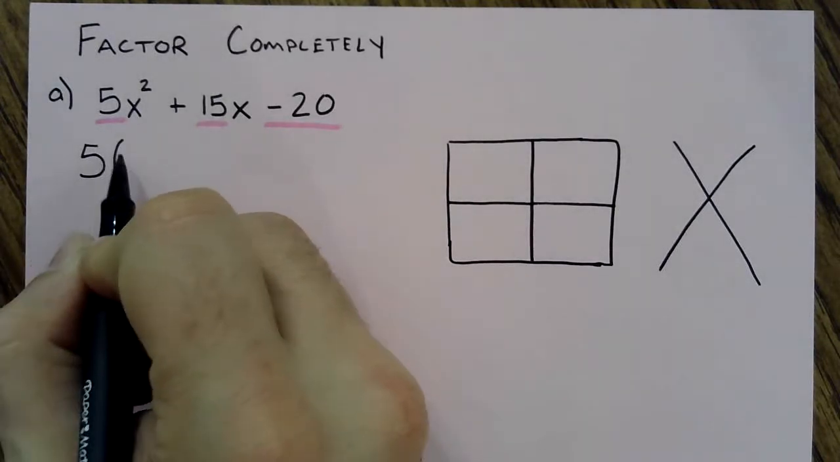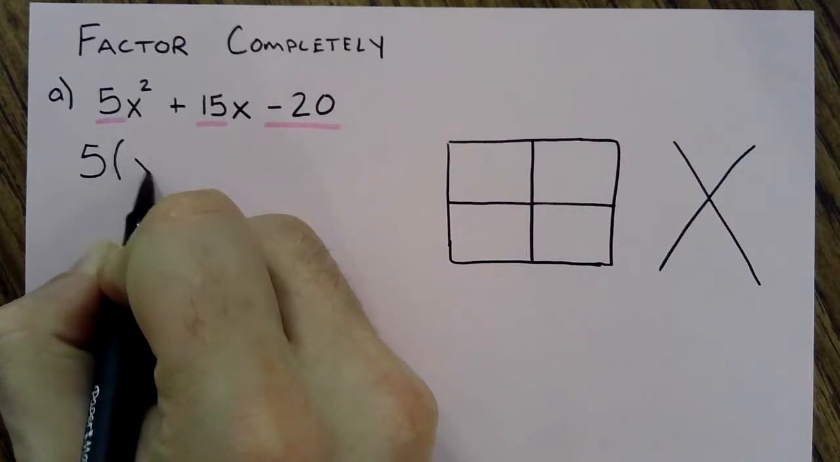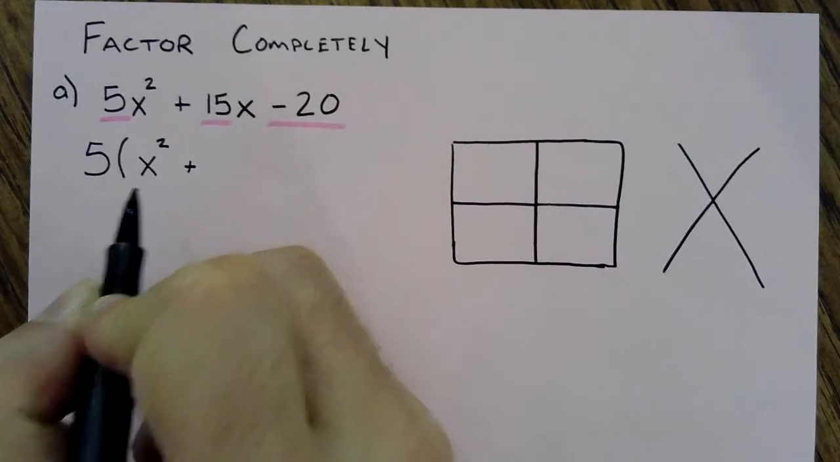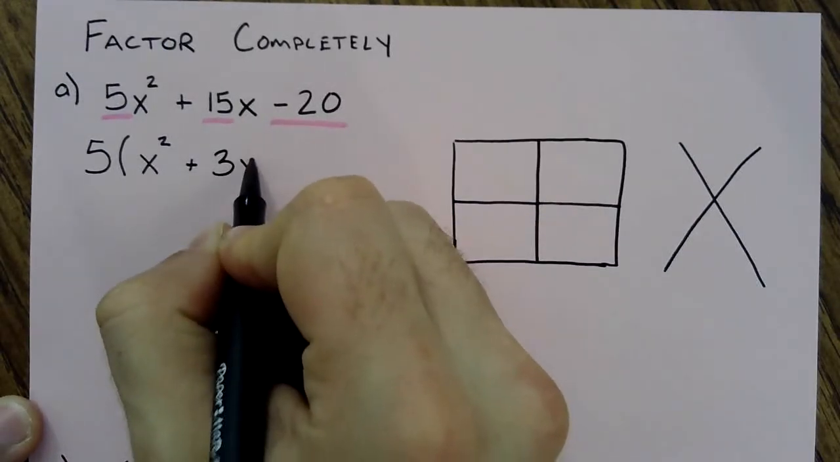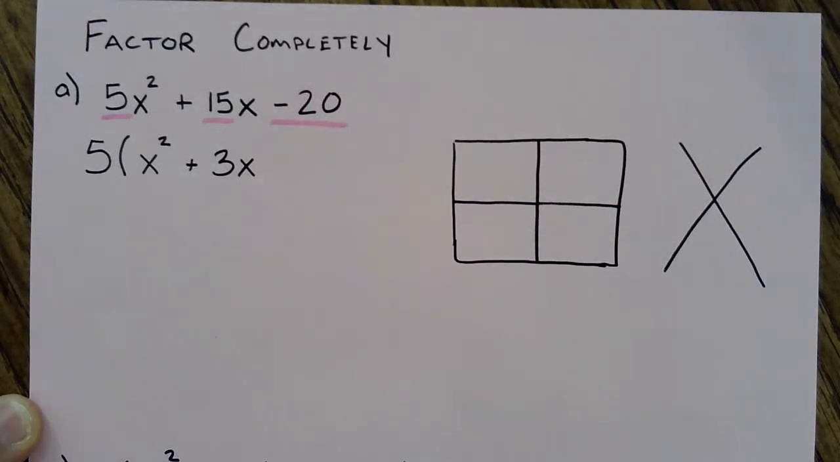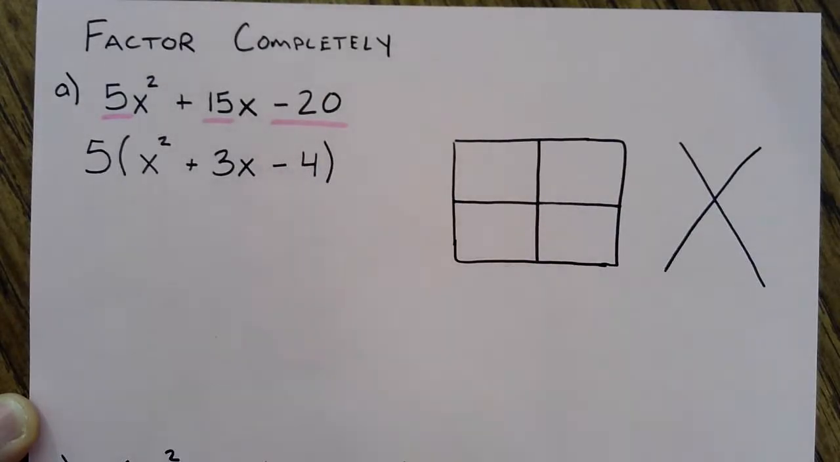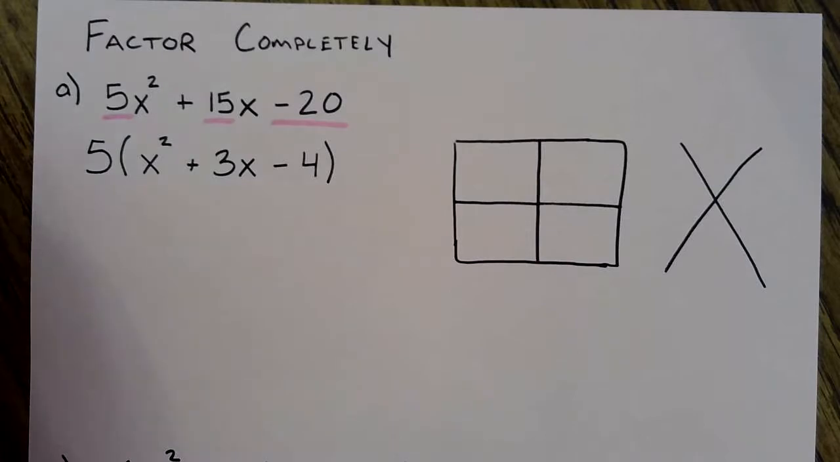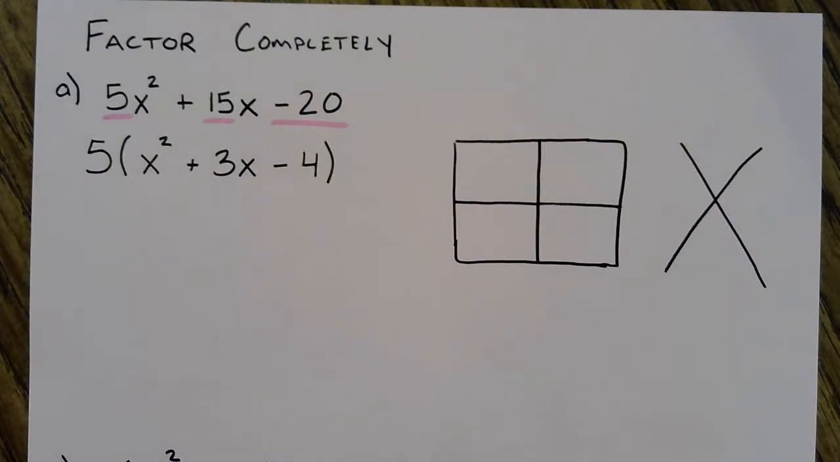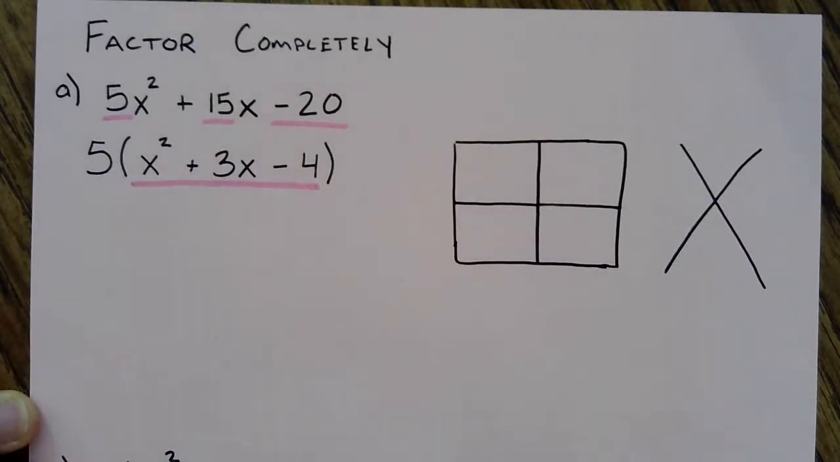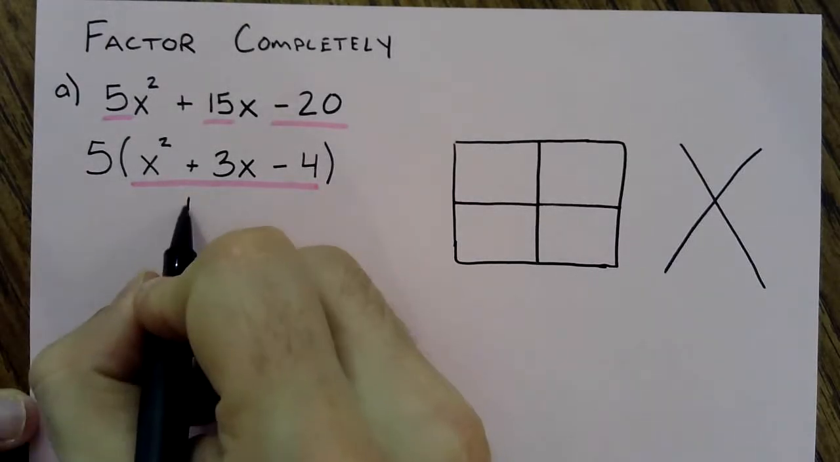So 5 times what makes 5x squared? x squared. Plus 5 times what makes 15x? 3x. And 5 times what makes negative 20? Negative 4. So that's our first step in this process. We factored out the 5, leaving us with a more simple quadratic in our parentheses. Now we're going to take this quadratic left in parentheses and factor that. So our goal, we still need to factor.